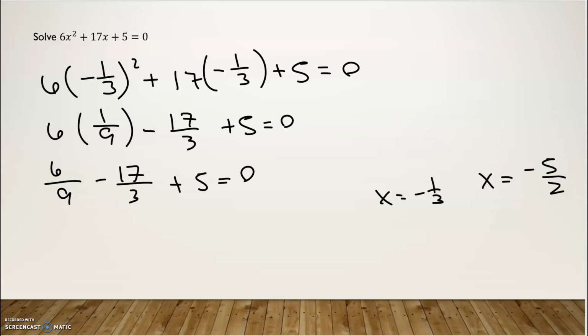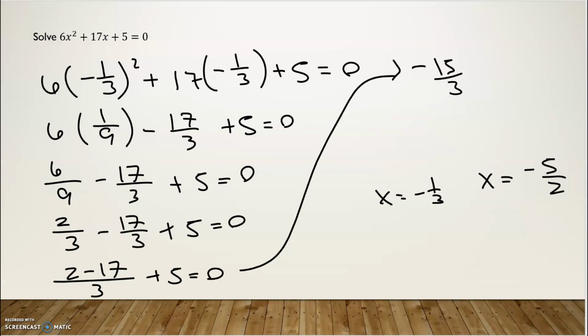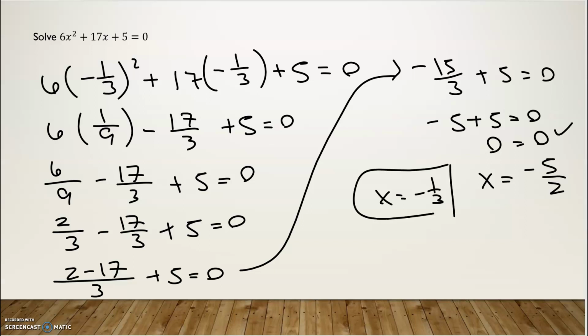I can take a 3 out of both of those, so that will be 2/3 minus 17/3 plus 5 is equal to 0. 2 minus 17 all over 3 plus 5 is equal to 0. Come up here. -15/3 plus 5 equals 0. That's -5 plus 5 equals 0. So 0 equals 0. So -1/3 is going to be one of our answers.